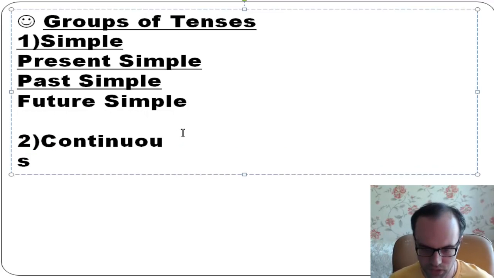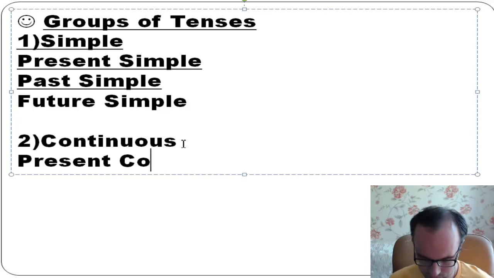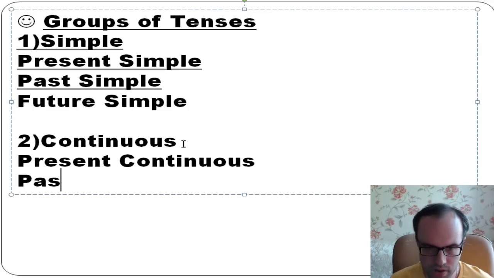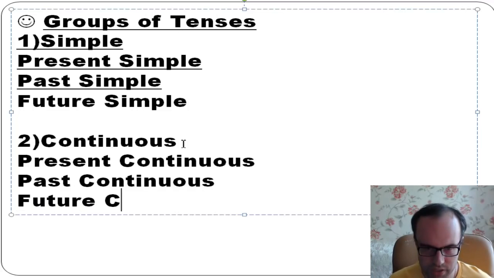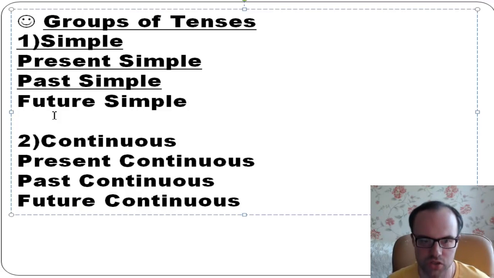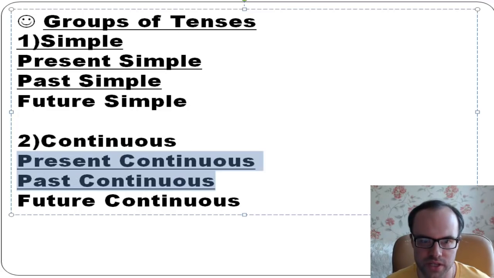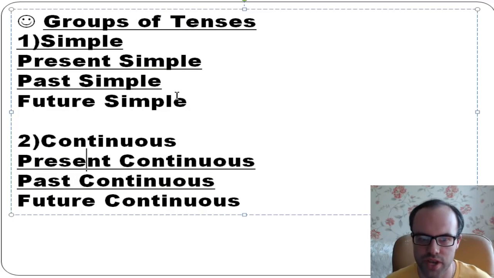So you see present continuous, past continuous, and future continuous. We talked about these tenses, yeah? So present simple, so we usually do it. Past simple, it's about the past, a short action in the past. Present continuous, it's now. Past continuous, a long action in the past. And we need to talk about future simple and future continuous.